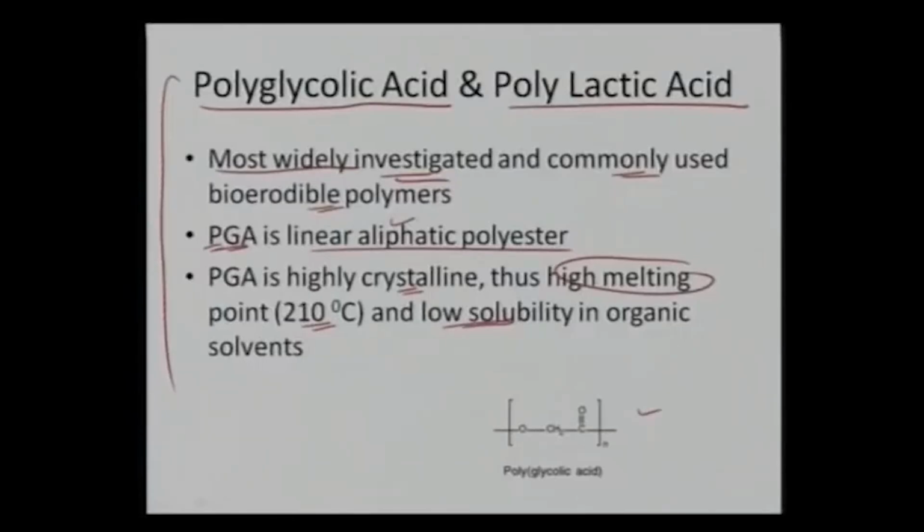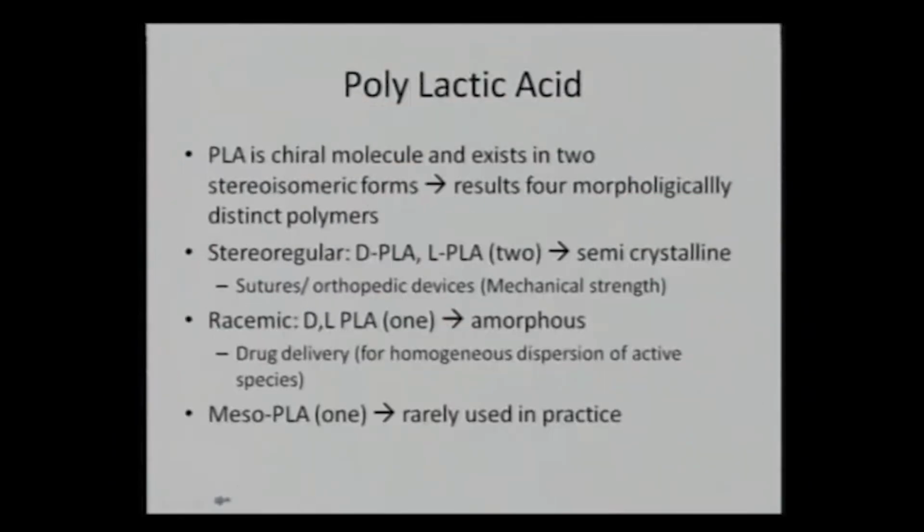And again, PGA is a linear aliphatic polyester, as we see here. This is the overall polyglycolic acid, and again it is very crystalline in nature, and thus it has a very high melting point of 210 degrees centigrade, but it has the problem that it possesses low solubility in organic solvents. That creates a problem in terms of processing, because we need the material to be highly soluble in a particular organic solvent so we can cast it into certain difficult shapes. PGA is very crystalline, and that also makes it a little more brittle.